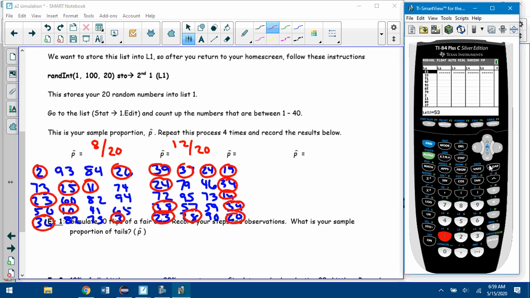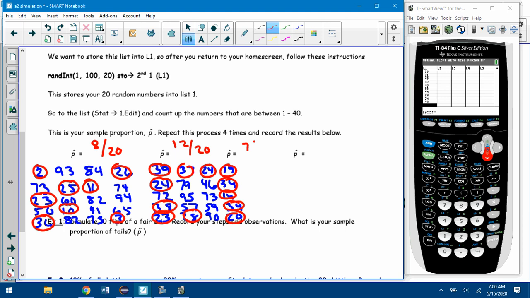Instead of listing them all out, again, I'll need you to list them all out on a homework or something, but let's just count. We've got 1, 2, 3, 4, 5, 6, 7, 7 of them this time. So my p-hat for this time was 7 out of 20. And let's just do it one more time.